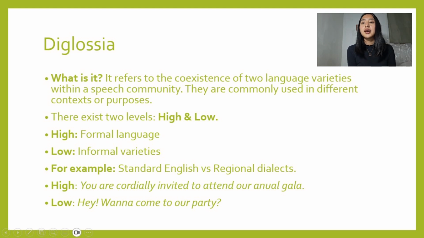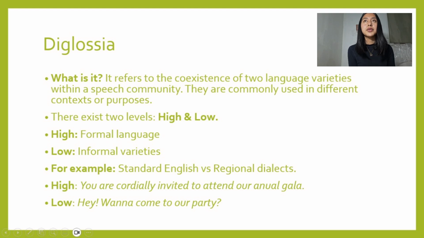The first one is the high level and it says, "You are cordially invited to attend our annual gala." And the other one is in the low level and they say, "Hey, wanna come to our party?" So in this way we can see that they are basically saying the same thing but in different ways.